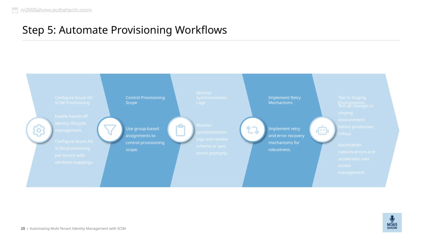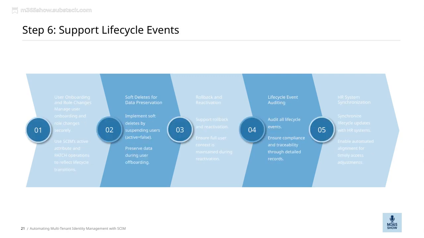All these steps are interconnected, and together they help us build a scalable, reliable, and automated identity management system aligned with our overall goals. Now, let's move on to step 6, support lifecycle events. This is a crucial part of automating multi-tenant identity management with SCIM. The goal here is to handle user lifecycle events efficiently and securely.